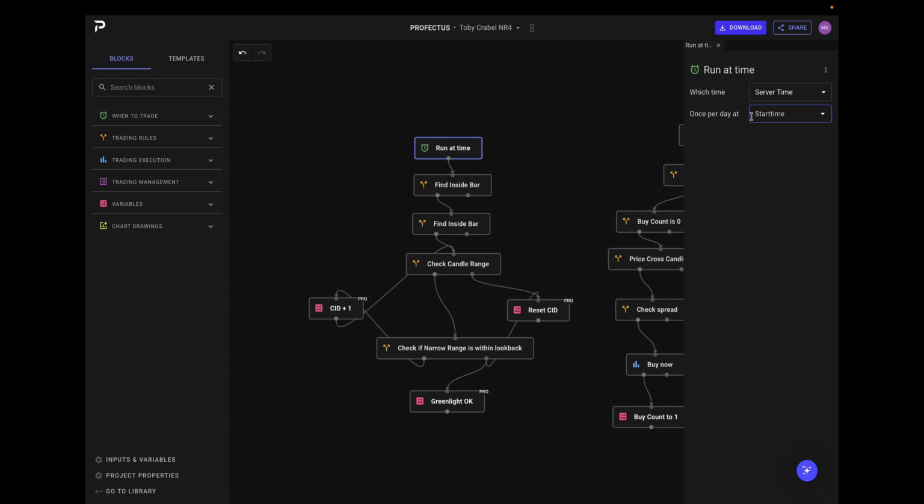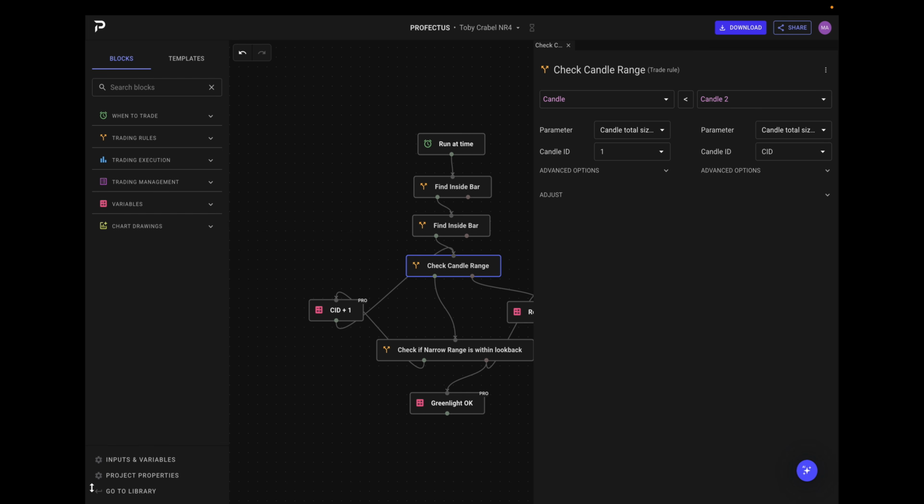We have run at time. So this block will be triggered every single tick, but in this block we have run at time, and that means once per day we only trigger this block. So only at one specific time on the day this whole tree might run, or will run.